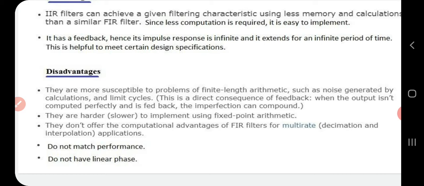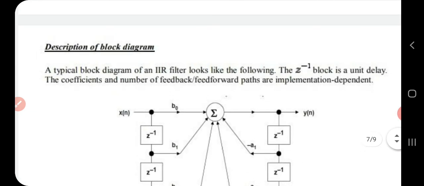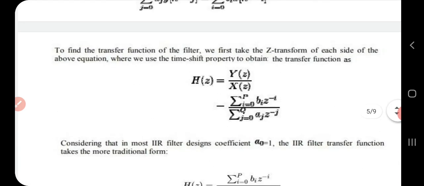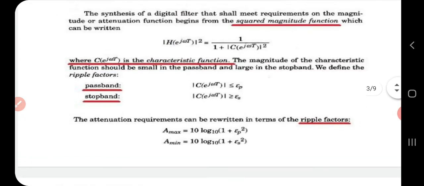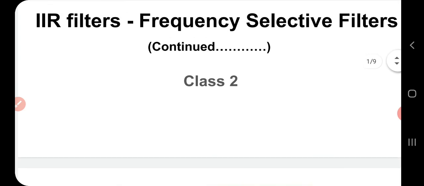They don't offer the computational advantages of FIR filters for multi-rate applications, that is for decimation and interpolation. The IIR filter is not suitable there. They do not match performance and they do not have linear phase. So these are some advantages and disadvantages of IIR filters over FIR filters. That's all about IIR filters, and in the next class we will study the design of digital filters from analog filters.